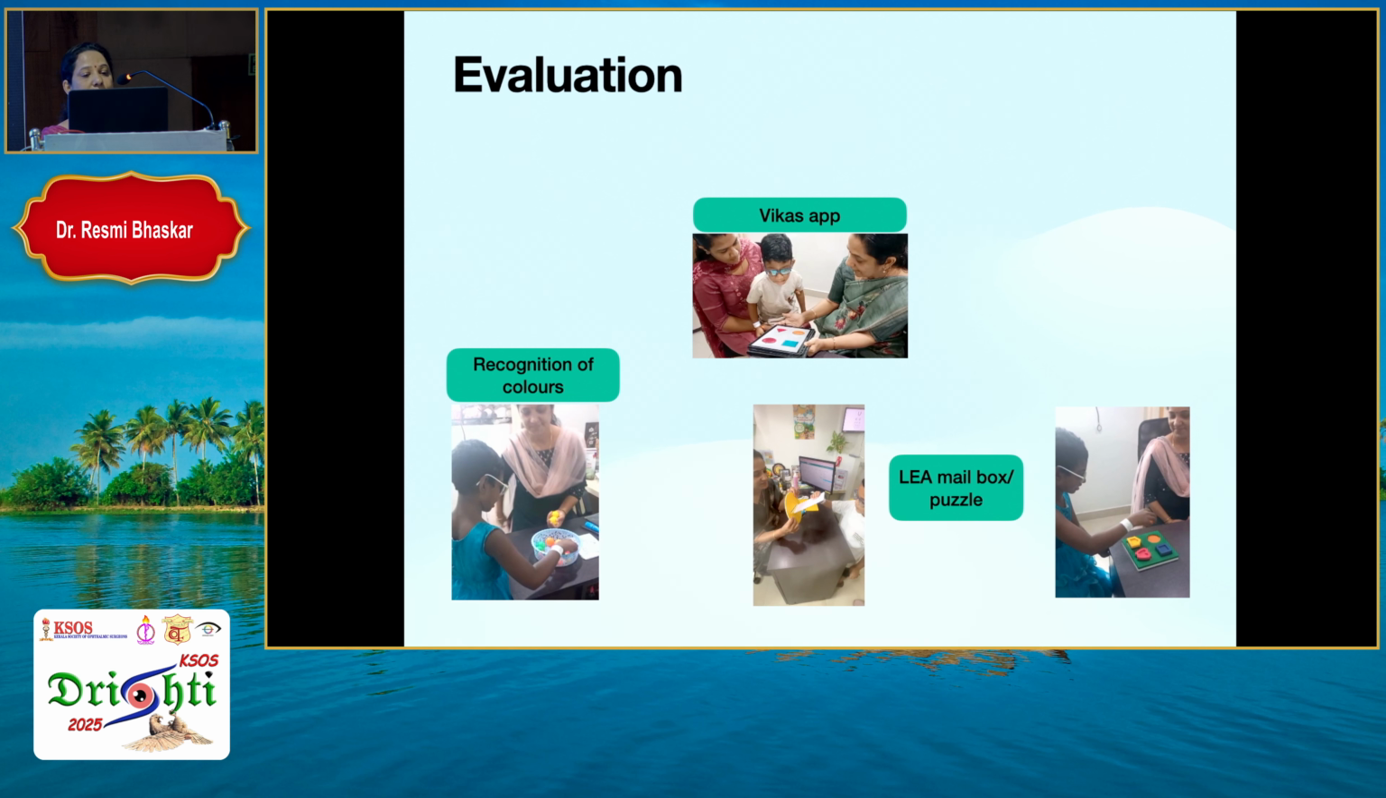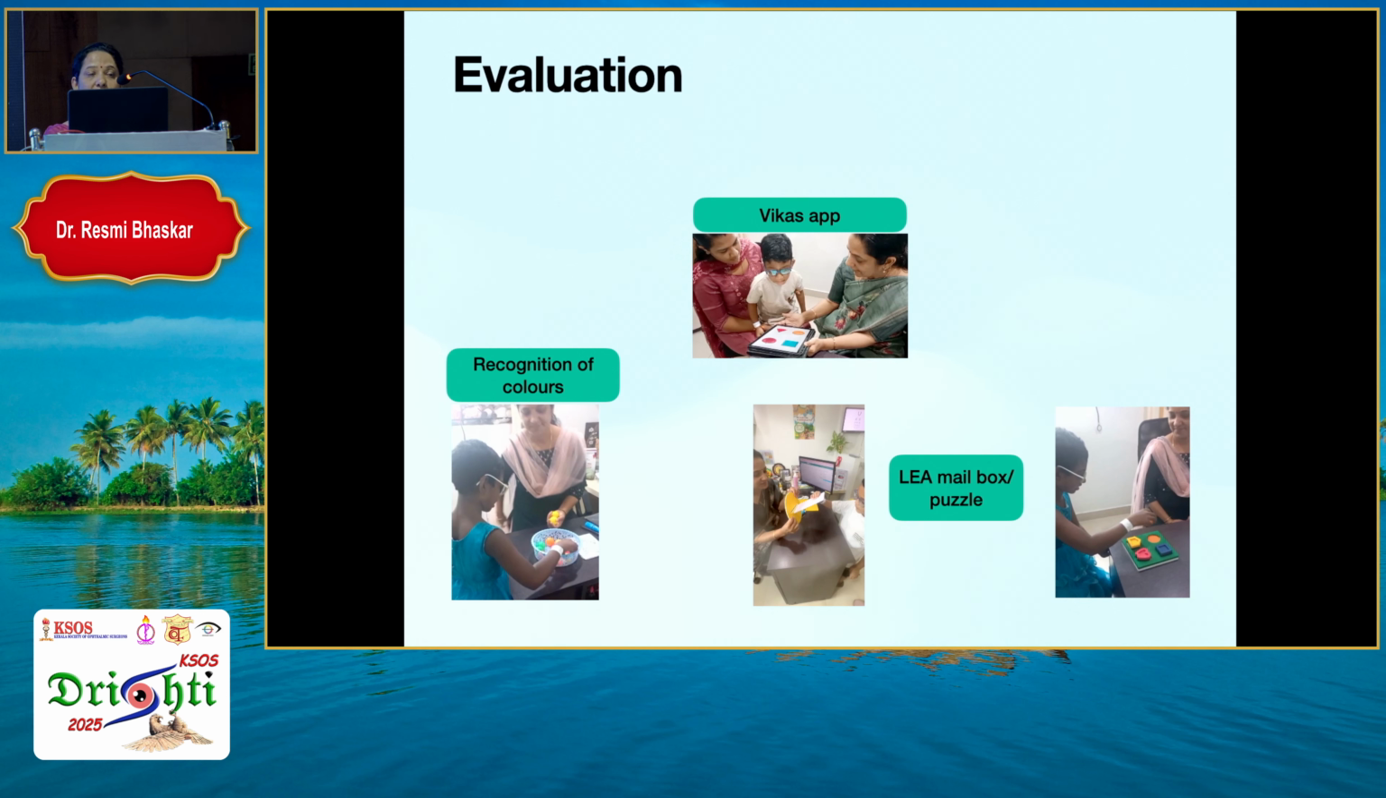So how will you evaluate this? You don't need any sophisticated instruments. You need just a few toys, like balls. Ask them to separate them by colors, ask them to identify them. You have Lea's mailbox or a puzzle box. They can identify the shape and size.